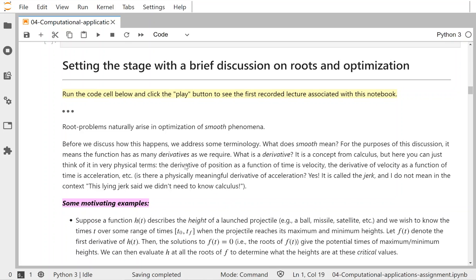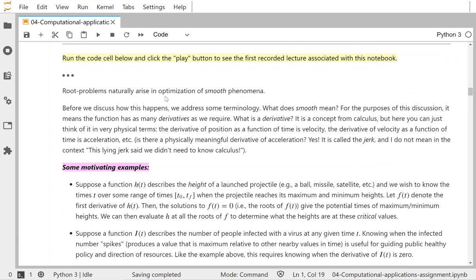Welcome to this video that will discuss the large middle chunk of this homework notebook for the fourth module. Here we will begin by setting the stage with a brief discussion on the role that roots play in optimization problems. Root problems naturally arise in optimization of smooth phenomena. Before we discuss how this happens, we address some terminology.